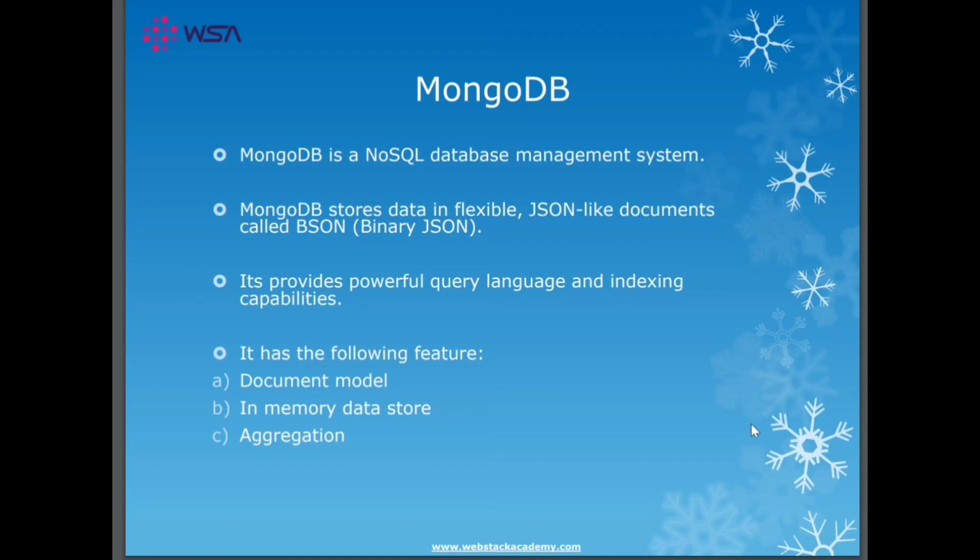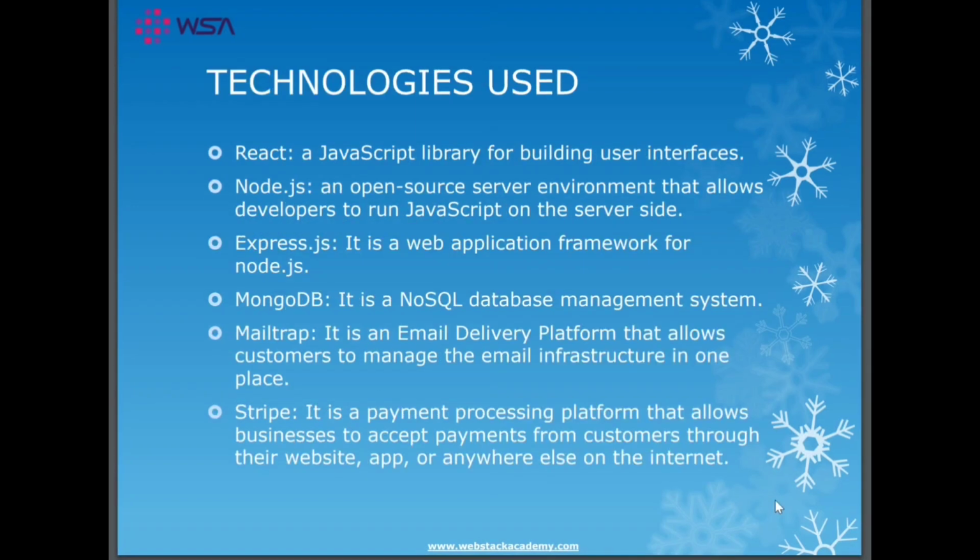Now let's move to another slide, that is technologies used. I have used all these technologies in this project, that is React, Node.js, Express.js, MongoDB, Mailtrap, and Stripe. React, Node.js, Express, and MongoDB were discussed earlier, and now we will discuss Mailtrap and Stripe.